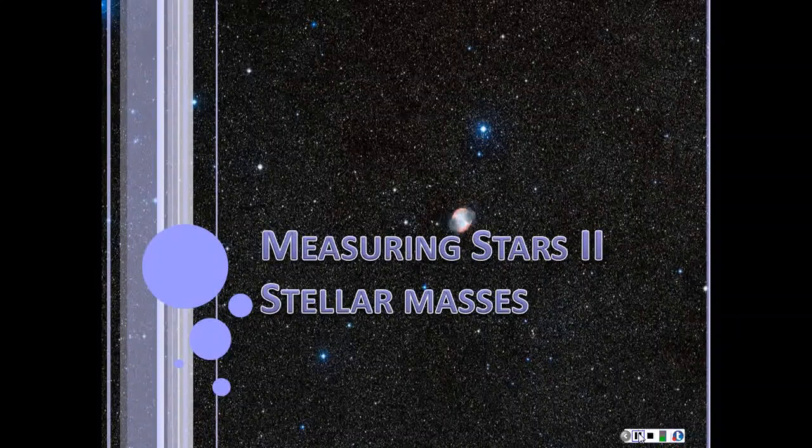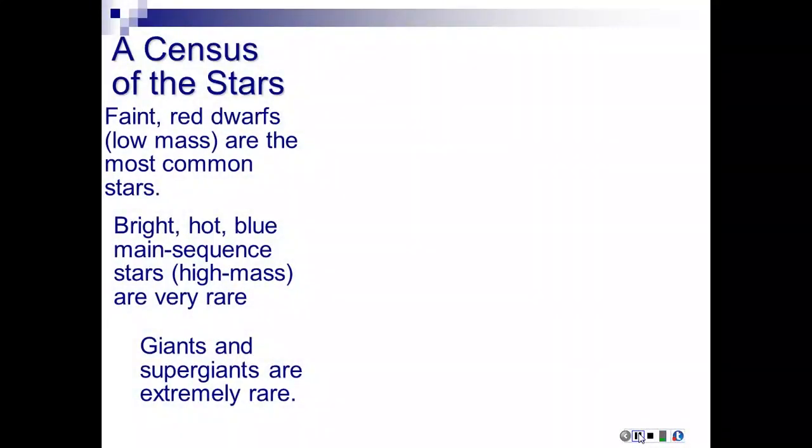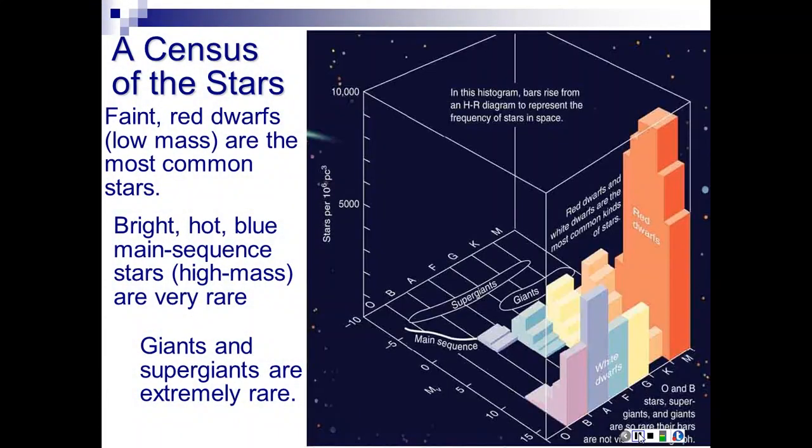How we measure the masses of stars. So let's go back to our HR diagram and how many stars there are in each region of the HR diagram. So here we have the Hertzsprung-Russell diagram.